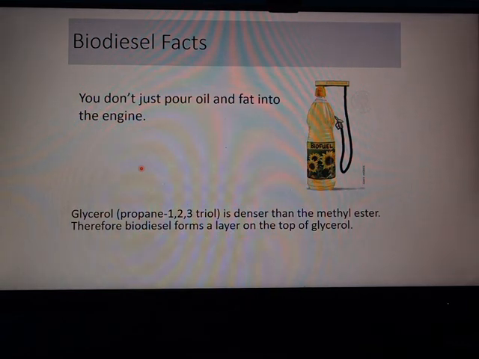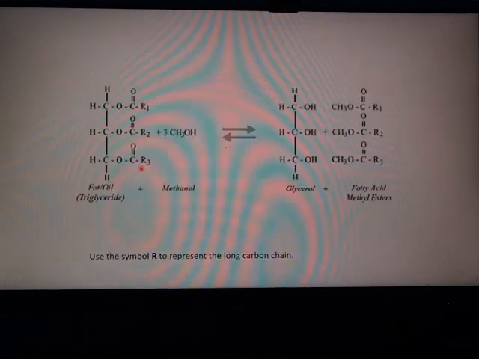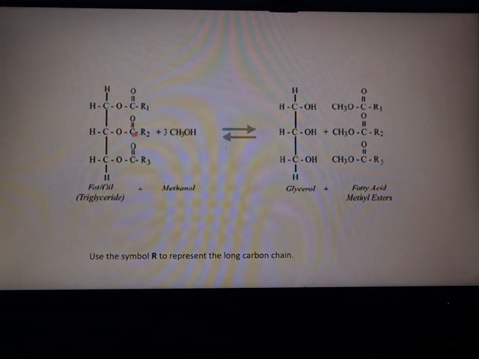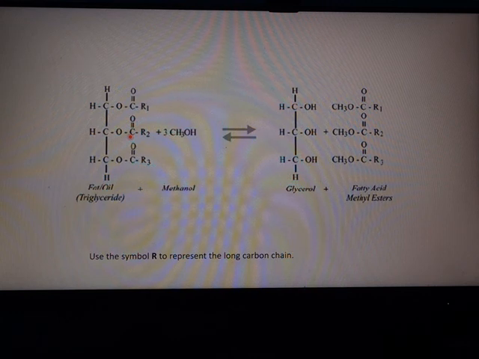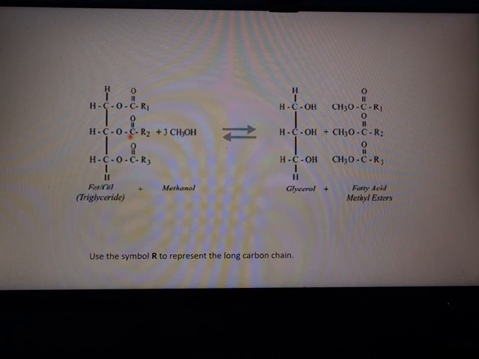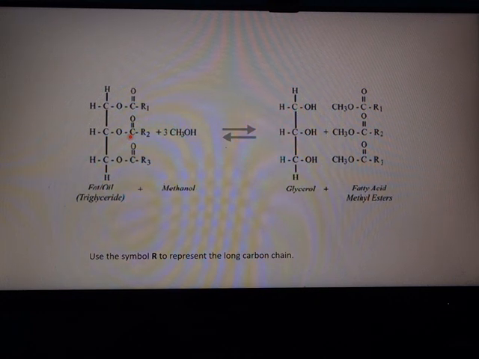Right, so you can't just put these oils in the engine, because they look like this. These are very, very large molecules, and therefore they will have a high melting point. That's not very good, because you won't be able to vaporize it so that you can eventually burn it, so it won't be very flammable. So that's not a very good fuel if it's not flammable.